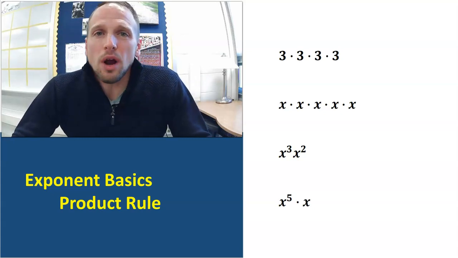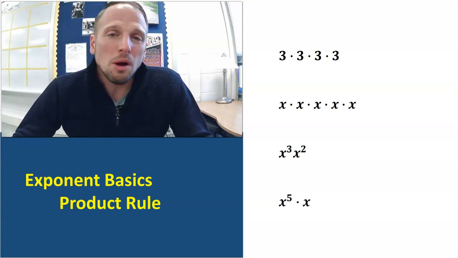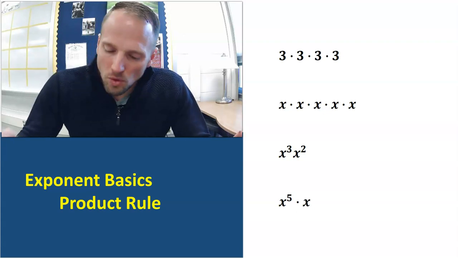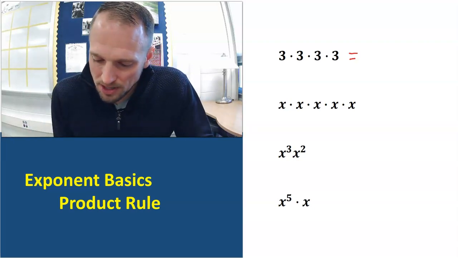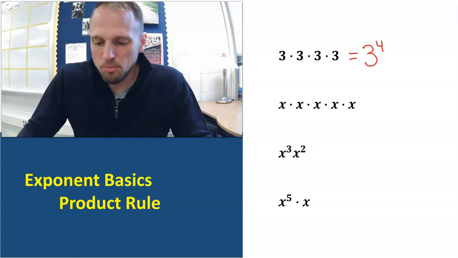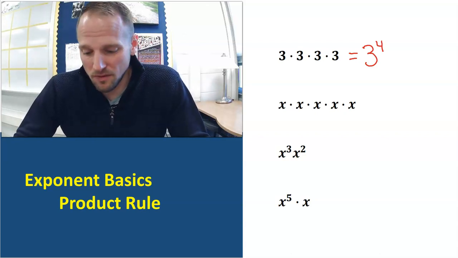So the first problem that we have is 3 times 3 times 3 times 3. And I want to just rewrite this using exponents. You probably know how to do this, but this is 3 times 3 4 times. So the way we would write this is just going to be 3 to the 4th power. Okay? 3 times 3 4 times. That's what 3 to the 4th means.